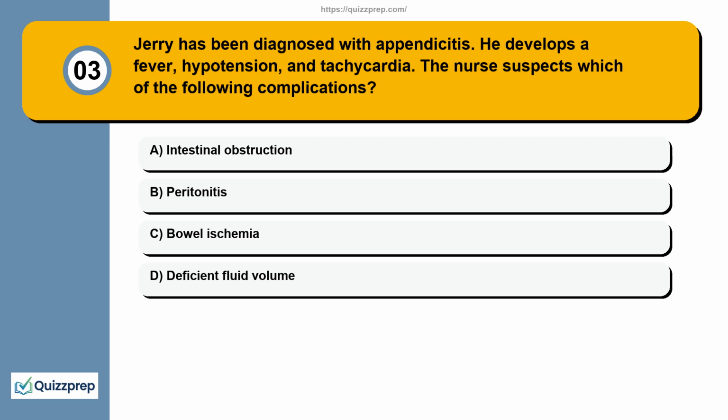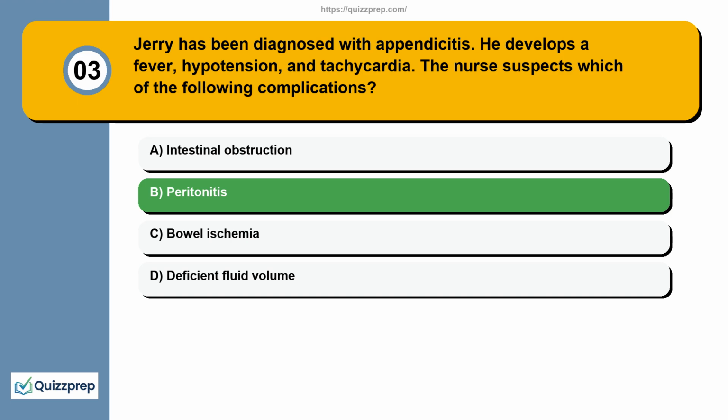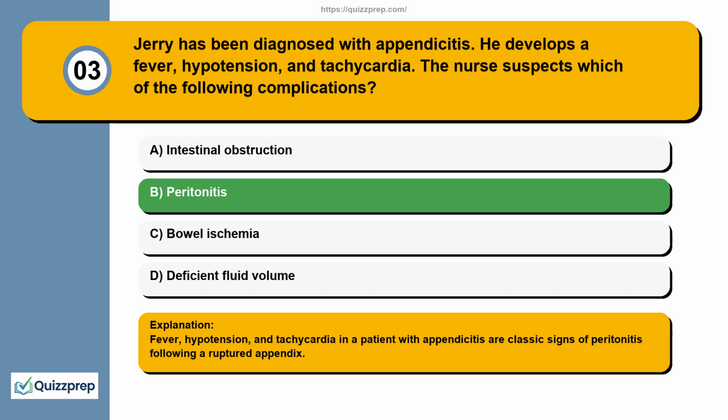Question 3. Jerry has been diagnosed with appendicitis. He develops a fever, hypotension, and tachycardia. The nurse suspects which of the following complications? Intestinal obstruction, peritonitis, bowel ischemia, deficient fluid volume. Fever, hypotension, and tachycardia in a patient with appendicitis are classic signs of peritonitis following a ruptured appendix.